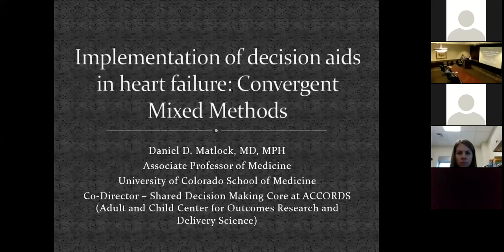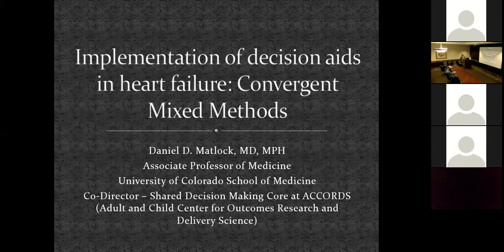And today we're joined by Dan Matlock, who leads the Patient-Centered Decision-Making Core in Accords, and he's here to talk about a project that he's been working on that involves convergent mixed methods. So he'll recap a little bit about what that means. It will be fairly focused on the quantitative, but then Megan Morris, who's leading the qualitative aspects of this project, can talk about what they've learned from the qualitative and put it in context and talk about how they've converged these results a little bit at this point. The project is still in progress.